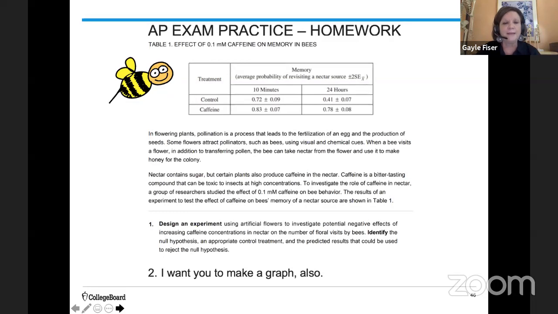All right. Identify the null hypothesis, an appropriate control treatment, and the predicted results that could be used to reject the null hypothesis. Now, I added this because we've got to get this skill down. I want you to make a graph also, okay? And tomorrow night when the next lesson starts with Ms. Kate, it will start off with the answer to this homework, okay?